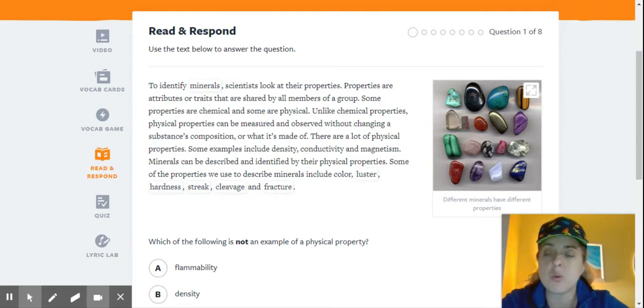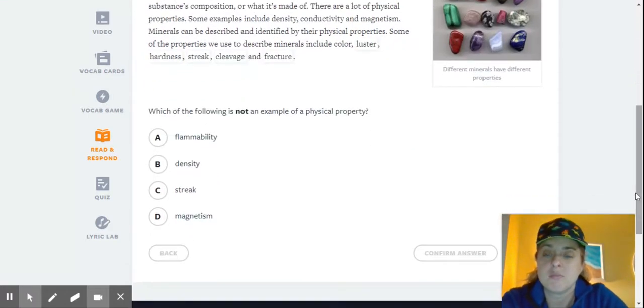There are a lot of physical properties. Some examples include density, conductivity, and magnetism. Minerals can be described and identified by their physical properties. Some of the properties we use to describe minerals include luster, hardness, streak, cleavage, and fracture. Which of the following is not an example of a physical property?